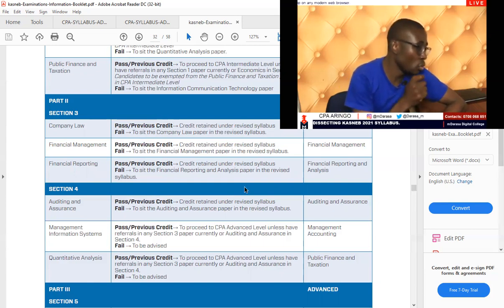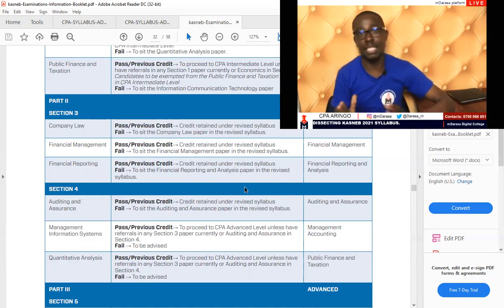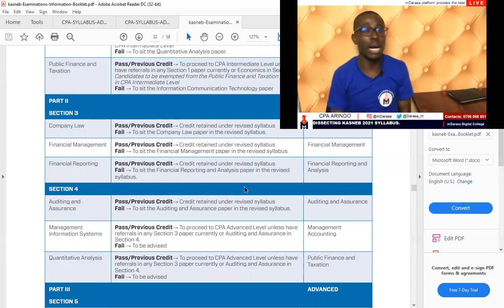Assuming that you had failed auditing and assurance, it means that you're going to resit the same auditing and assurance, but under the revised syllabus. Of course, the content has also changed. There are some amendments which have been done here and there. So meaning that you're going to sit for auditing and assurance under the revised content.